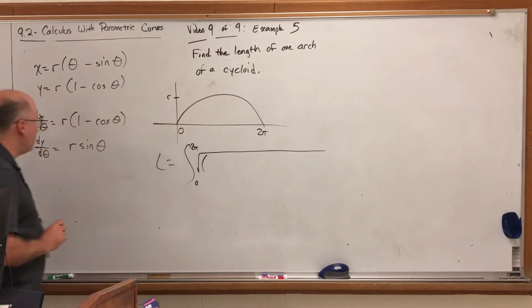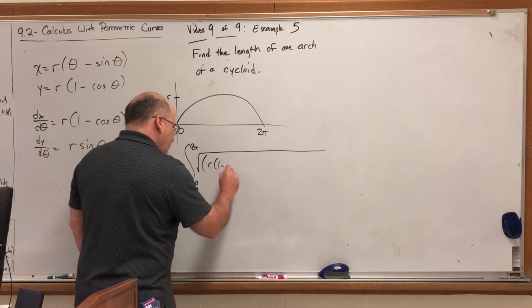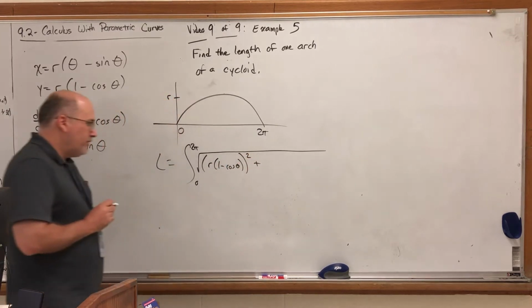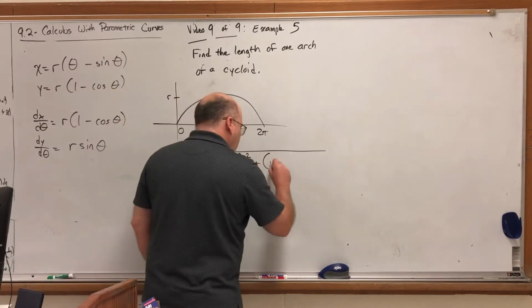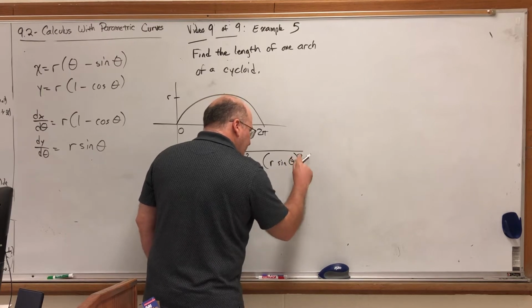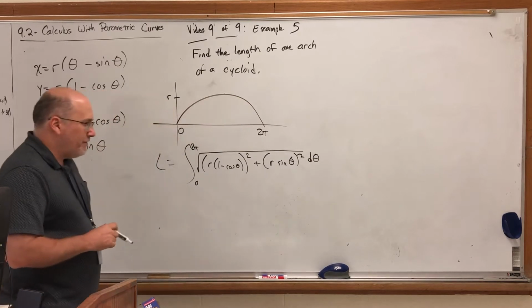The derivative of the x term is r times 1 minus cosine theta. So all that's going to get squared. The derivative of the y term is r sine theta, so that's going to get squared. And then d theta. All right, let's think about how to be efficient with this.